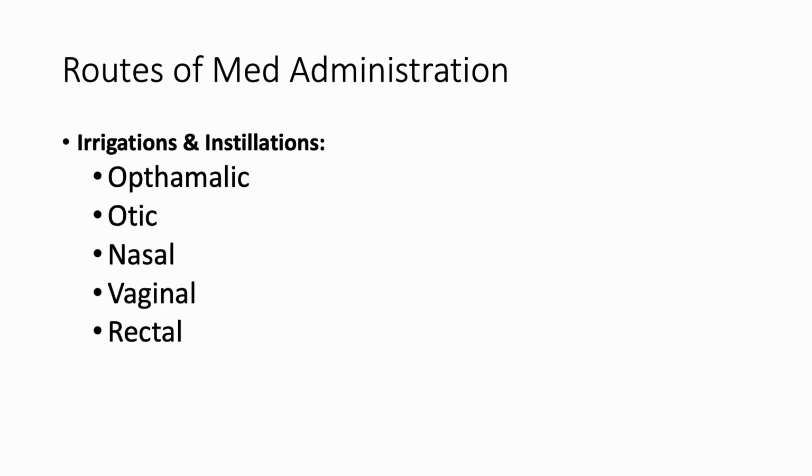Some instillations that we need to talk about here. So some other routes here. Ophthalmic is going to mean in the eye. Otic is going to mean in the ear. Nasal, through the nose. Vaginal and rectal, self-explanatory, right? So when we're talking about administering medications through the eyes, ophthalmic ointments and solutions are used typically for their local effects, right? So for example, to treat eye irritation, dry eye, infections, glaucoma, or to lubricate.